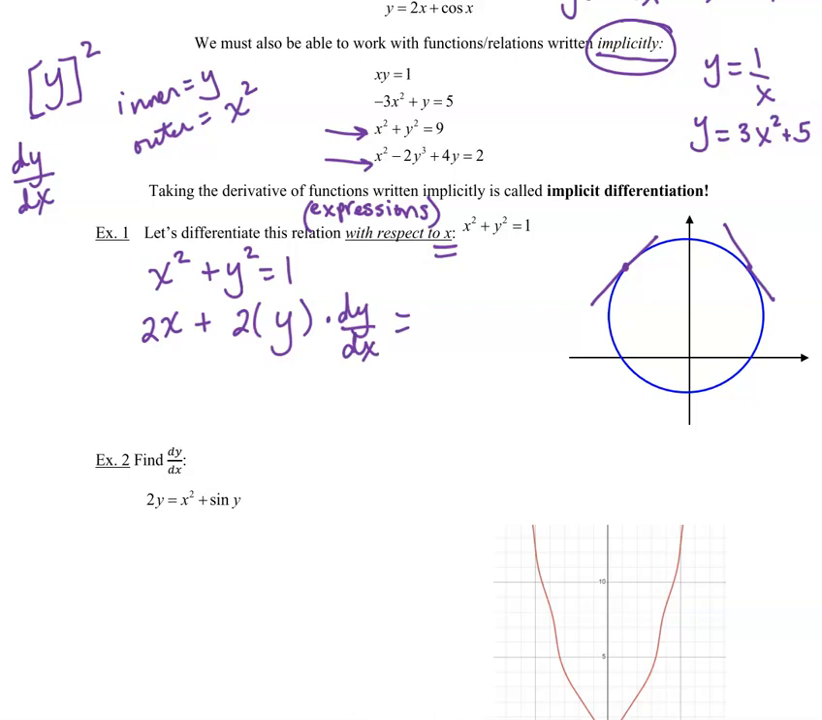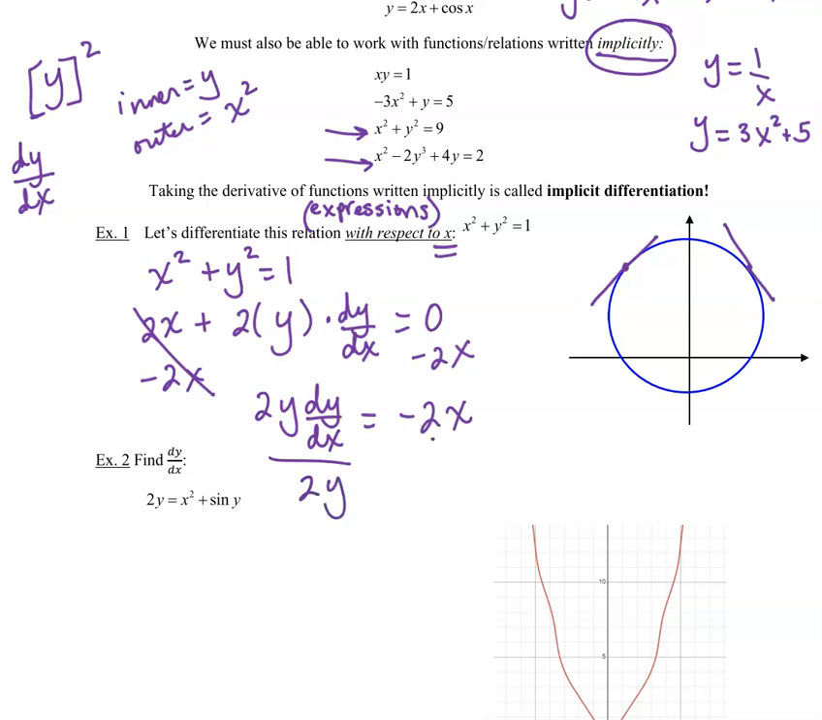And then 1 over here, of course, is a constant, so the derivative is just going to be 0. Now, you always want to solve for dy dx when you do these equations, so you're going to subtract 2x here. These will involve a little bit of algebra. We've got 2y times dy dx equals negative 2x, divide by 2y. So for the circle, I've got dy dx is equal to negative x over y.